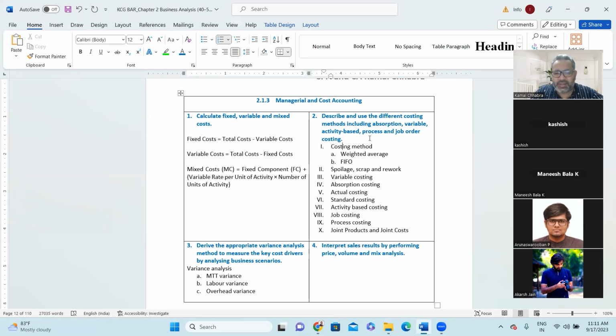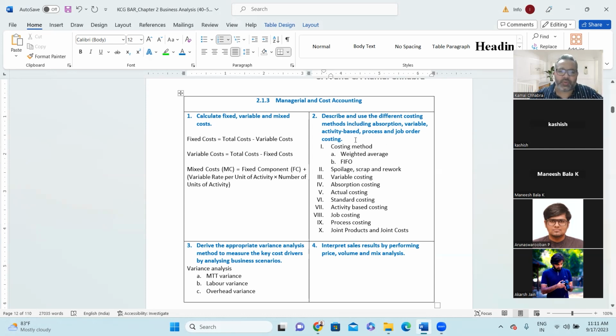Then last, we'll be understanding about interpretation of the sales result by performing price analysis, volume analysis, and mix analysis. It's again like an extension of variance analysis from the sales and price point of view. So these four major topics we'll be covering in 2.1.3.